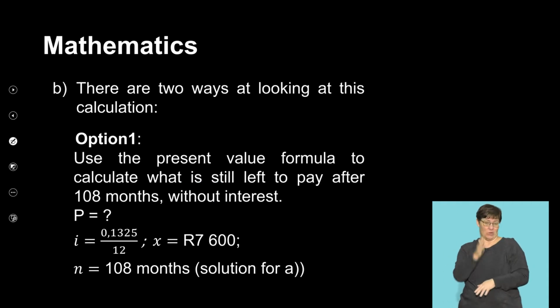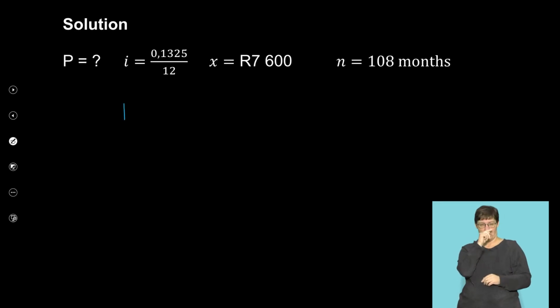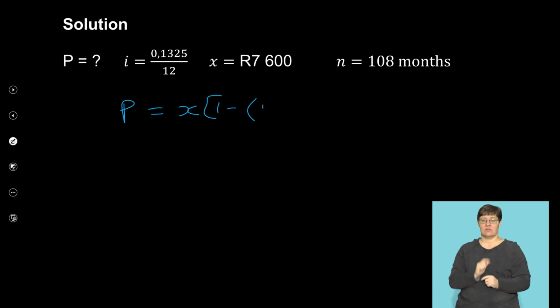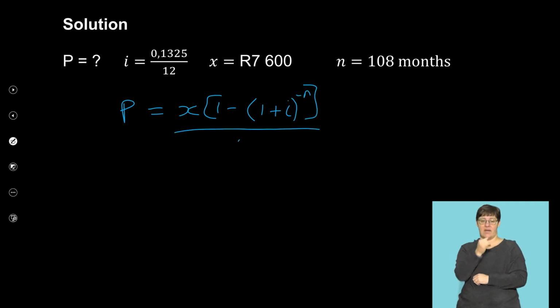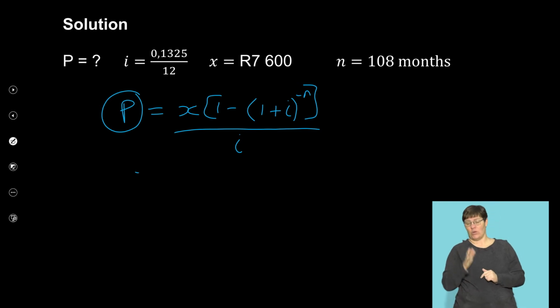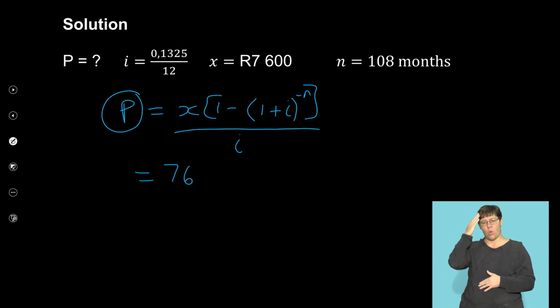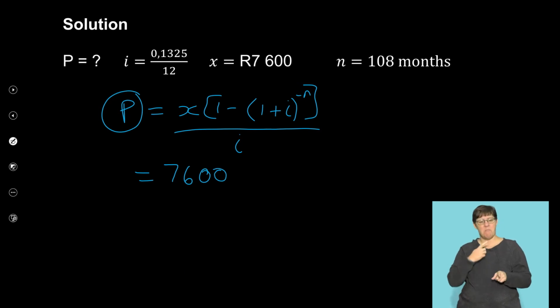So the first option will be I can use the present value in order to do this. And what I use with the present value is just the normal present value formula that I will calculate with, where P is equal to X into 1 minus 1 plus i to the exponent of minus n, all divided by i, right? Now I want to know what is the present value. So present value is the same as the concept of an outstanding balance, right? And I know I've been paying 7,600 into this loan of mine.